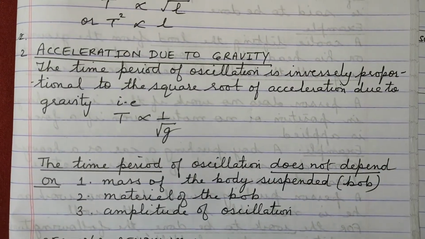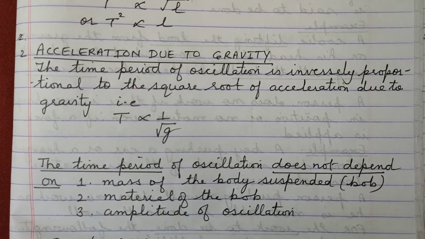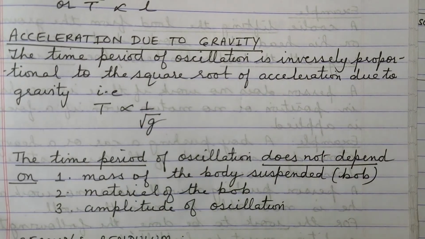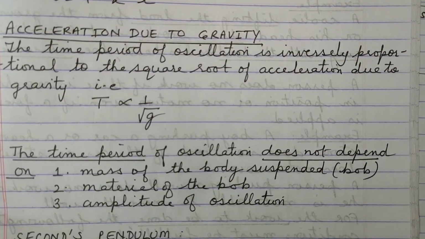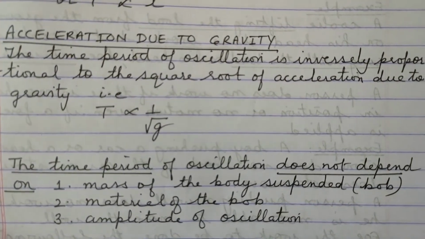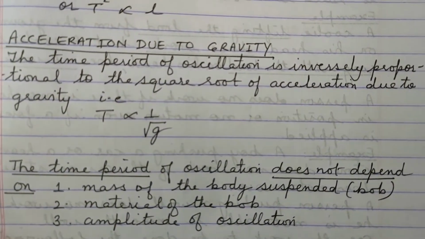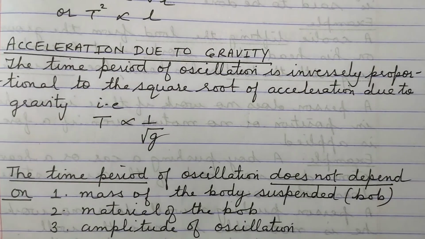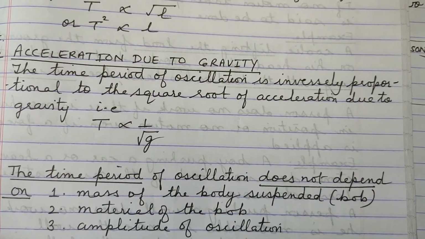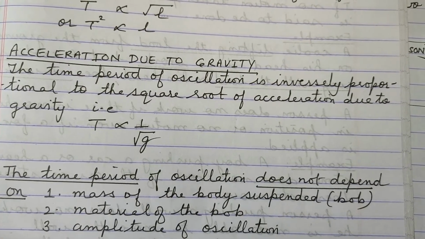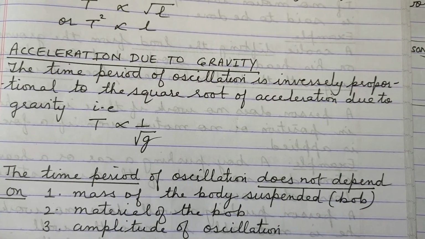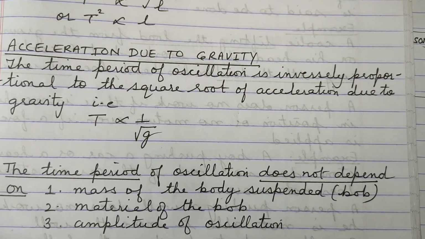Remember, the time period of oscillation does not depend on the mass of the body suspended, that means the bob, or the material of the bob, or the amplitude of oscillation of the pendulum. That means, in short, for any factor other than the length and acceleration due to gravity, your answer will be that the time period does not depend on these factors.